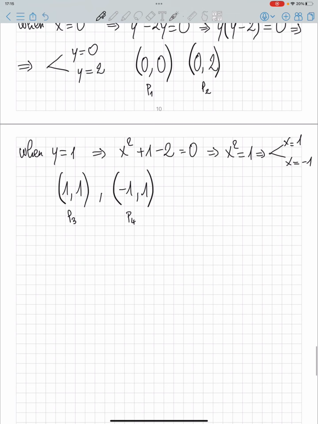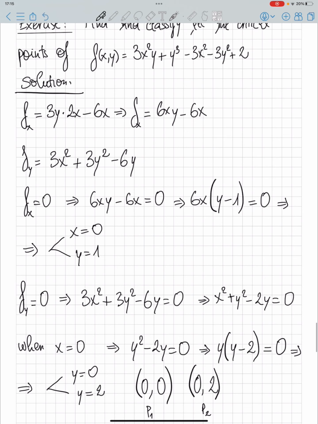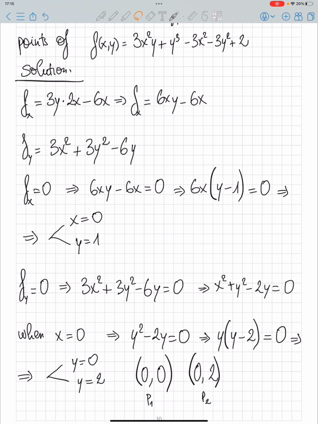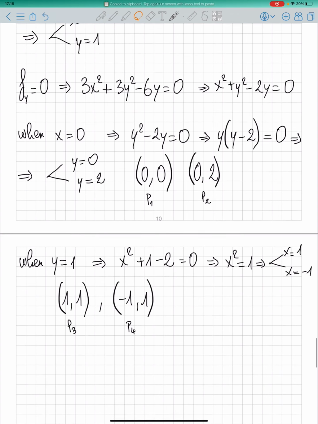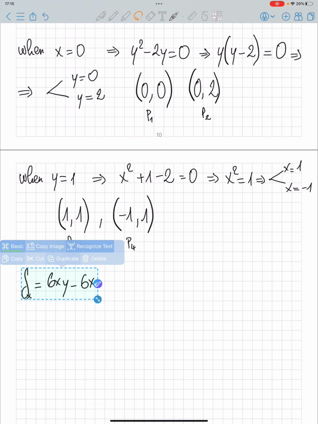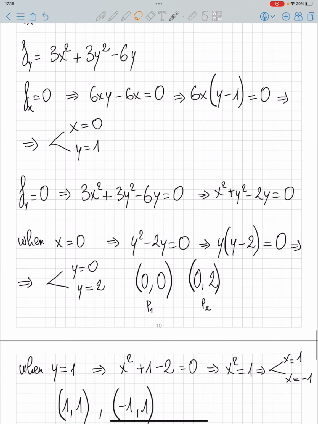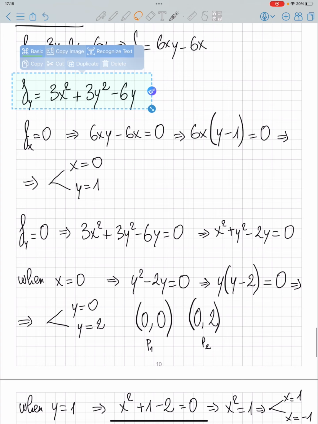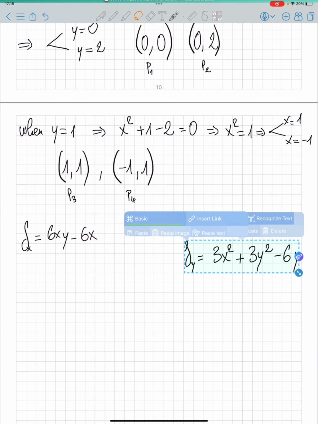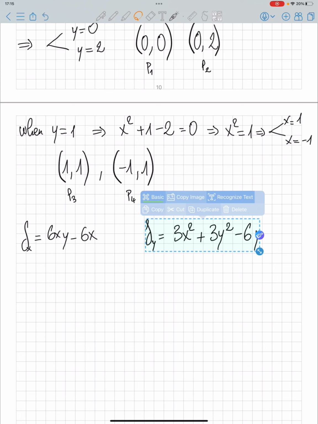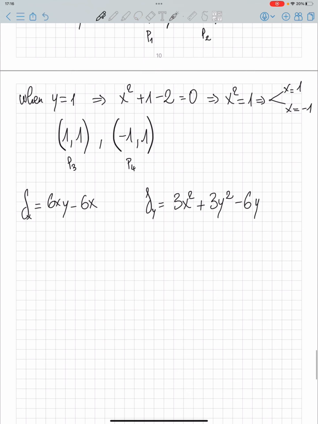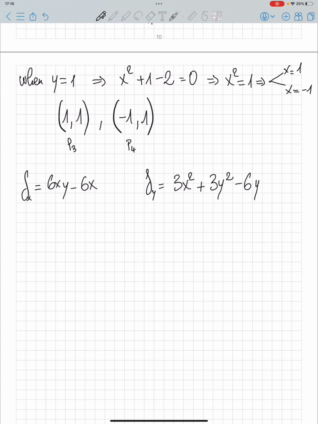Now that we have the critical points, in order to find whether they are maximum or minimum or saddle point, we need to find the second derivative, right? Let's copy the first derivative that we found. We found before that the first derivative with respect to x is equal to this. Let's paste it here. And the first derivative with respect to y, let's copy, was this, right? Now we need to find second derivatives, and then we need to do something that we're going to see later.